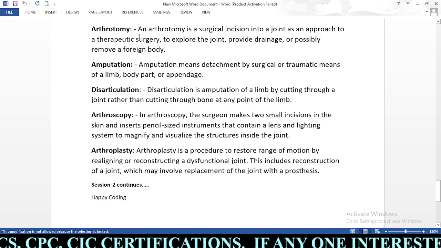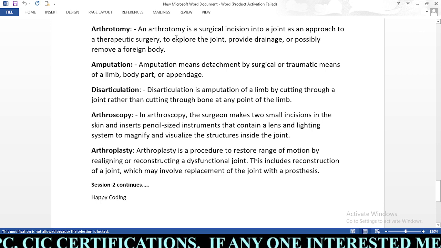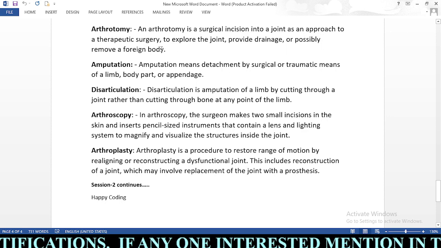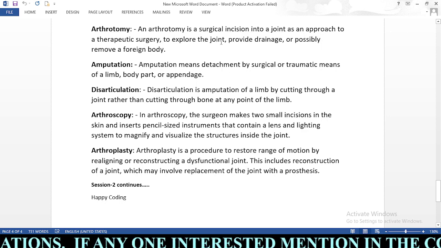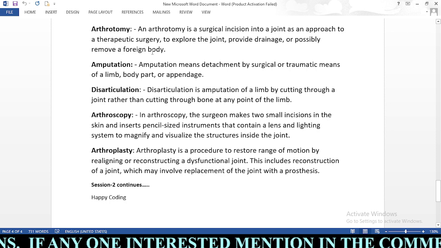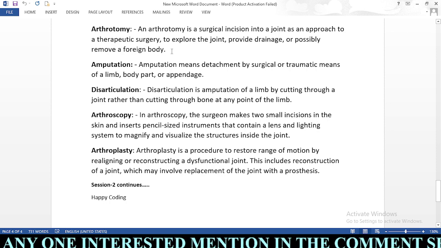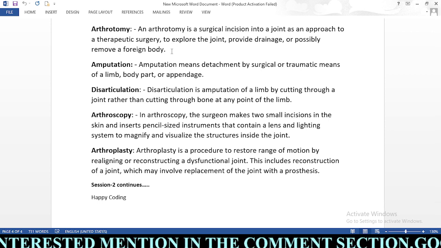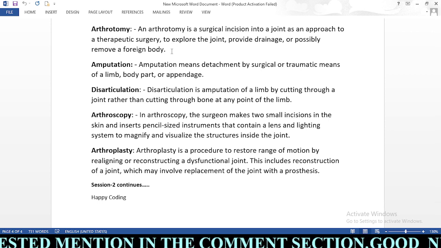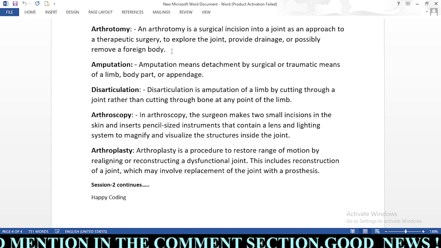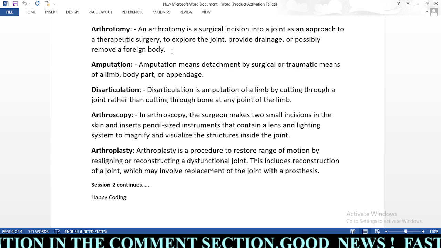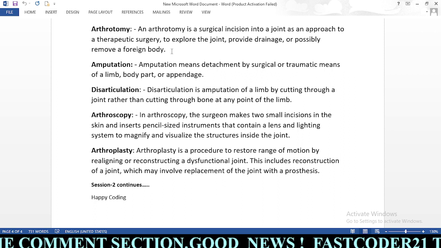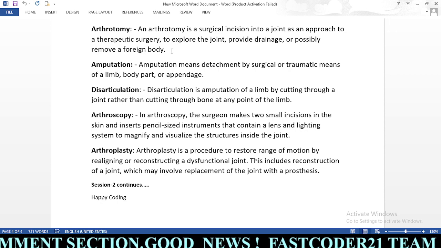Next one is arthrotomy. What is arthrotomy? An arthrotomy is a surgical incision into a joint as an approach to therapeutic surgery, to explore the joint, provide drainage, or possibly remove a foreign body. Arthro means joint, tomy means incision. So basically, the physician will make an incision on the joint in order to do therapeutic surgery, explore the joint or provide drainage, which we call arthrotomy.